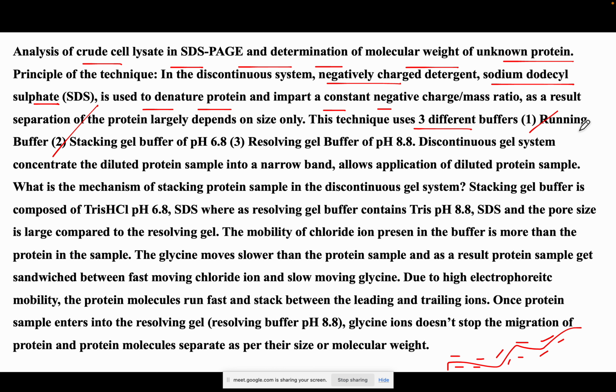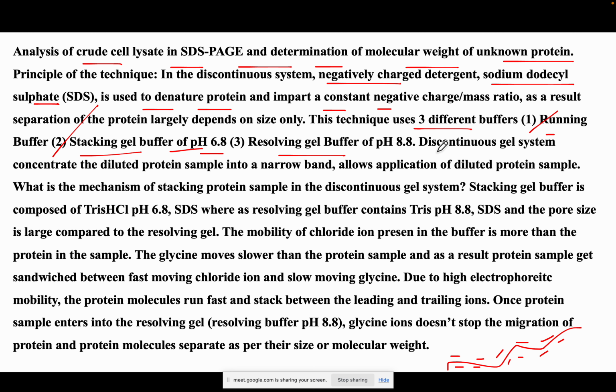So the buffer will help you in the electrophoresis, in the flowing of the ions. For that, the buffer is called running buffer. You will also need a stacking gel buffer, which you will need while making the gel, while doing the polymerization. You need to remember that the stacking gel buffer pH is 6.8. And the other gel buffer which you need is the resolving gel buffer, whose pH should be 8.8.